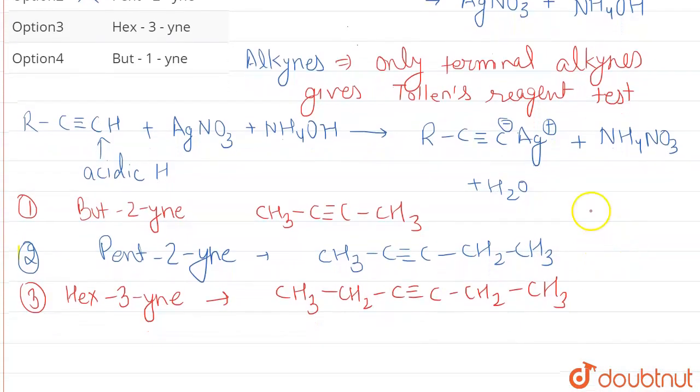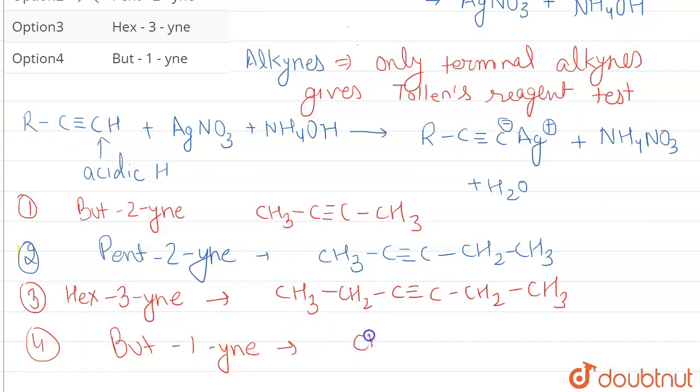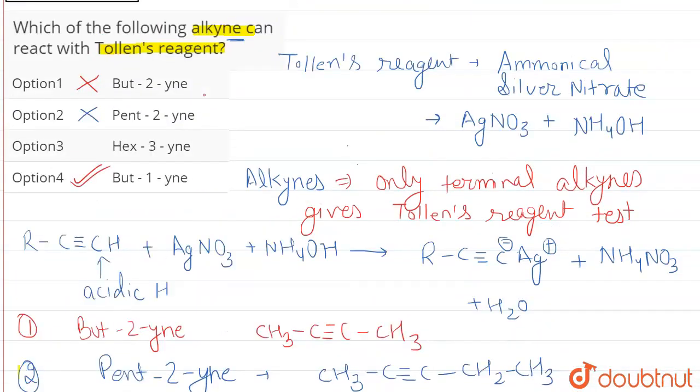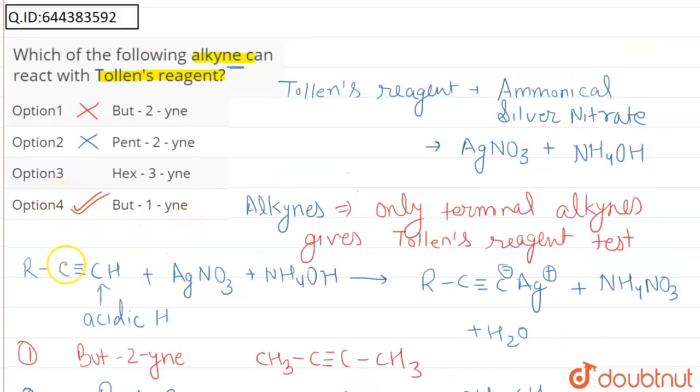And the fourth one is but-1-yne. So it is CH3-CH2-C≡C-H. So in this case, this is our terminal alkyne. So this hydrogen is acidic hydrogen. It will give the Tollen's reagent test. So the fourth option is our correct option.